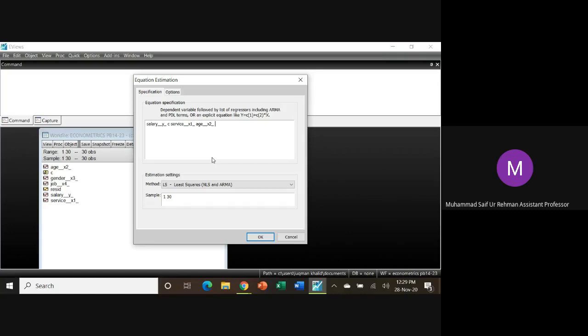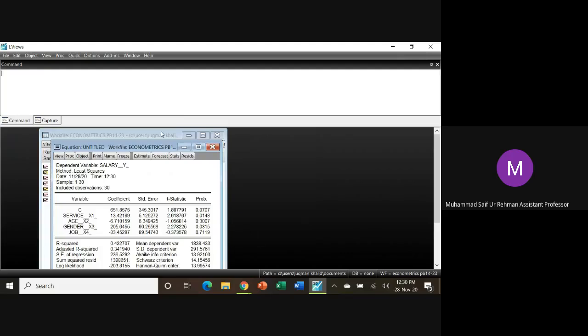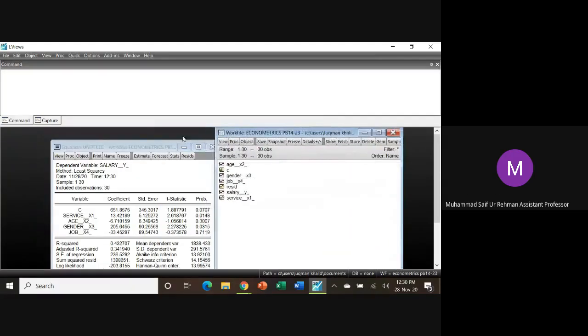Okay, so this is my second variable, independent variable. Then there is third variable that was gender. So GEN, gender is there. Double click this, space, and the final was job. And double click this. Fine. Least square sample 1 to 30 observations are there. Press OK. This is the output.